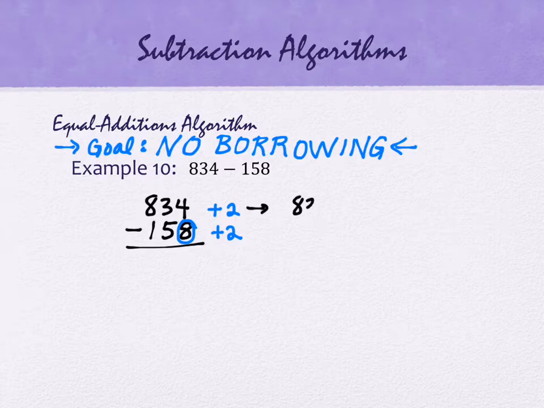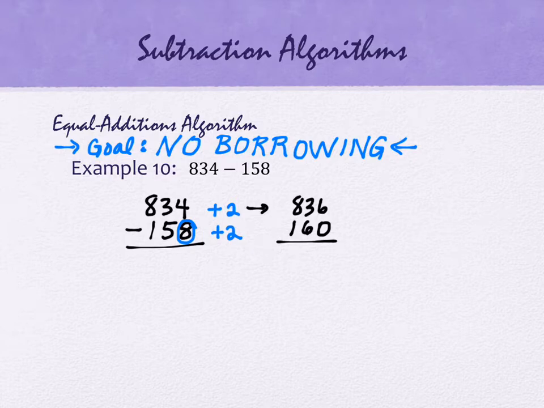So this becomes 836. This one becomes what? 158 plus 2 is 160. Fabulous. So can I do 6 minus 0 now? Yes, I can. But then I've got another problem. What's the next problem? What do you see, Rachel?